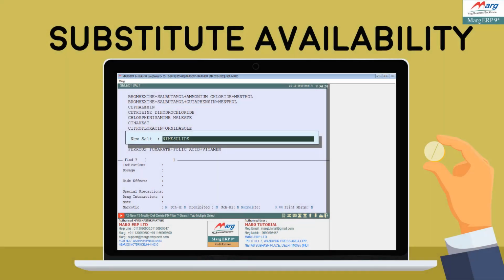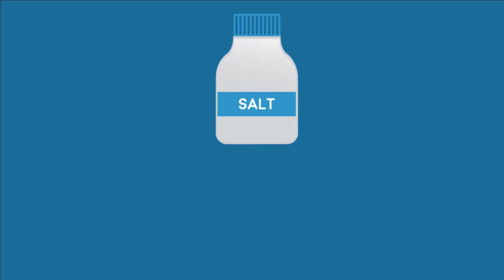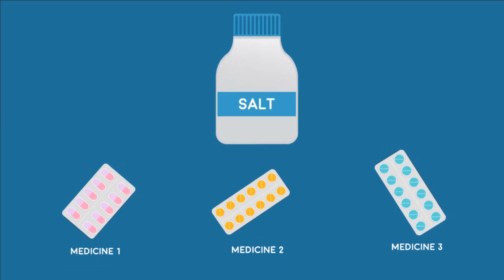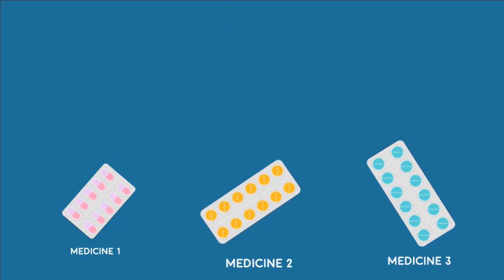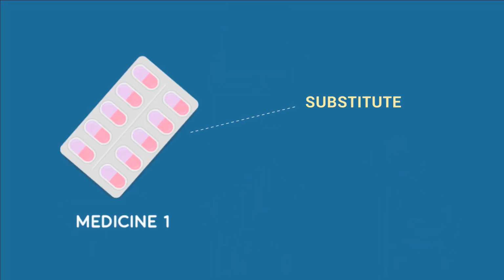Hello everyone and welcome to Marg ERP tutorial, in which today we will learn about the substitute availability feature. As you know, substitute availability means salt, which is basically used in medicines and is an important part for chemists, in which you have a few products of the substitute or same salt of one medicine.